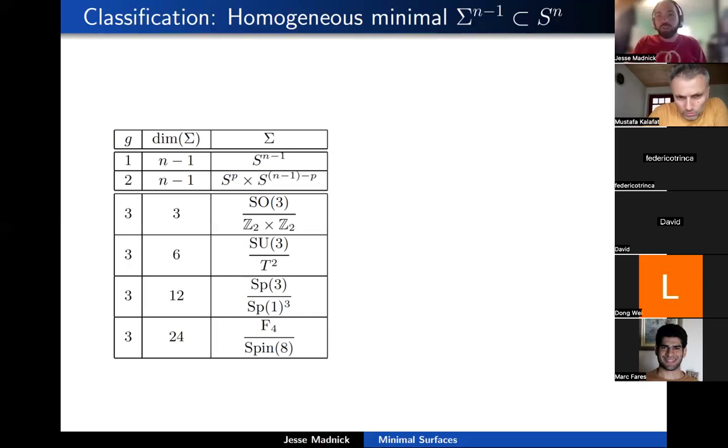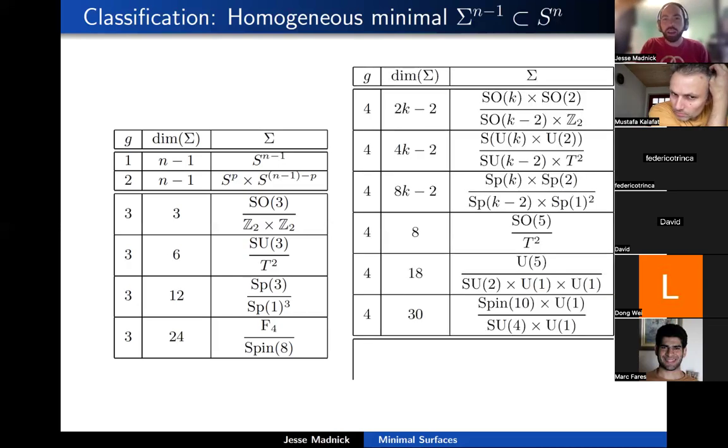So what about G equals 4? For G equals 4, there's not finitely many. There are 3 infinite families and 3 sporadic exceptions. So it really does seem as though G equals 4 is somehow the most complicated case. So there are sporadic examples of dimensions 8, 18, and 30, and then these infinite families that occur in odd dimensional spheres.